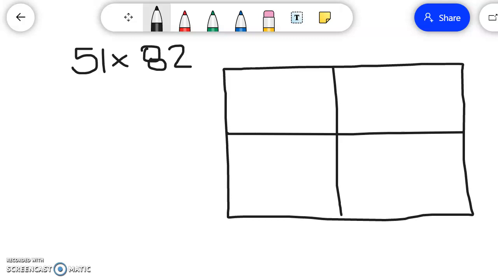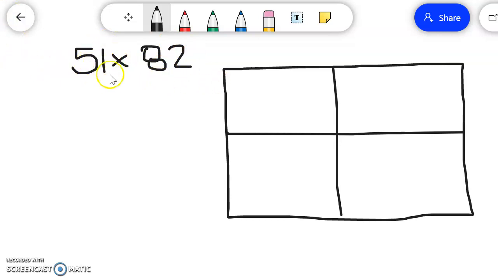Since it is multiplying two-digit numbers by each other, I need to draw an area model that has 2 boxes up top and 2 boxes going down the side. So 2 boxes up top and 2 boxes going down the side. The next thing I need to do is break apart my 2 factors in my equation based off of place value.